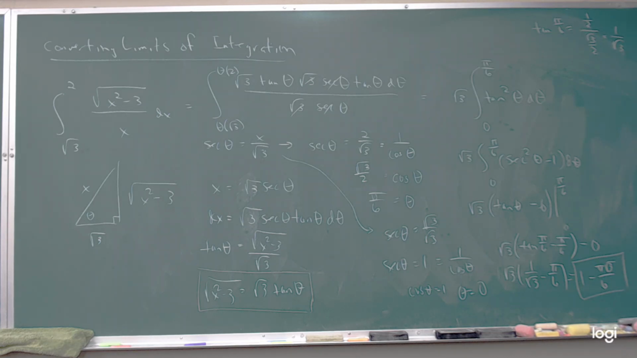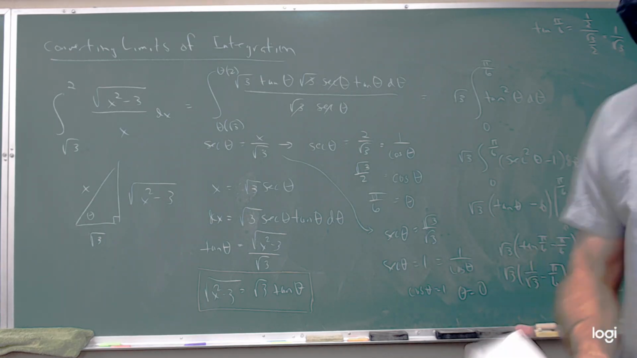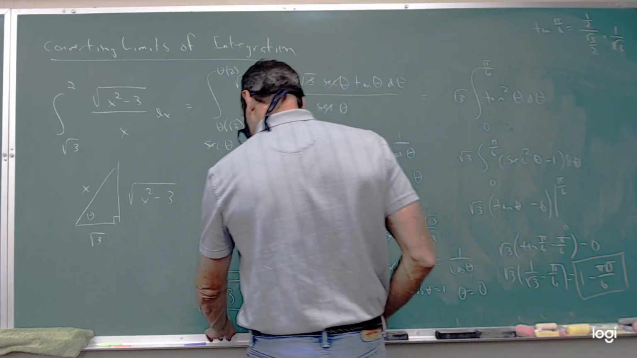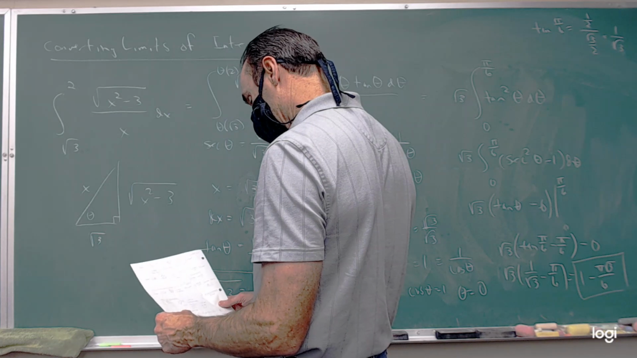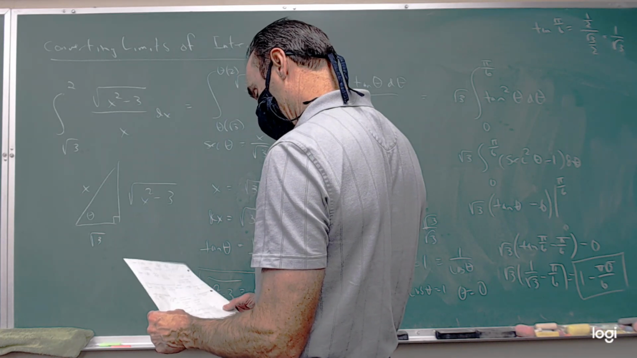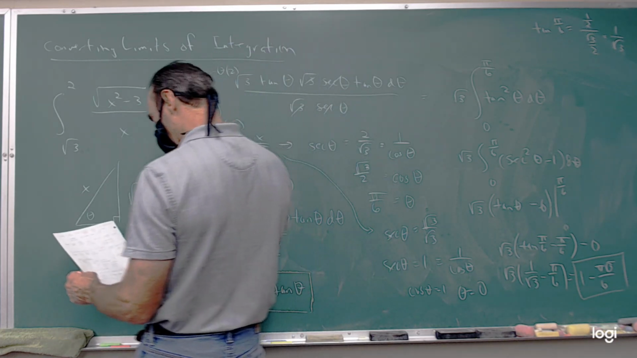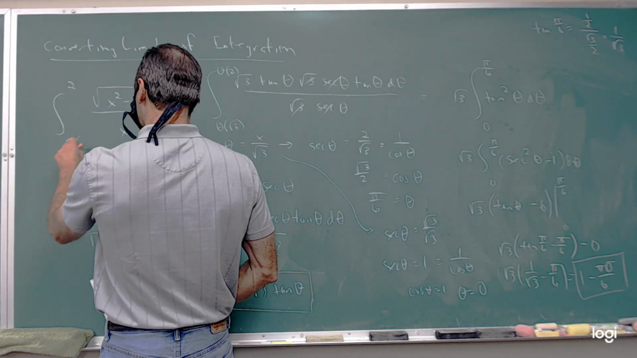Crazy. Okay. Now, let's doctor the problem up a little bit. So we're going to keep our same integrand, but now we're going to change the limits so that they will go from -2 to negative square root of 3.